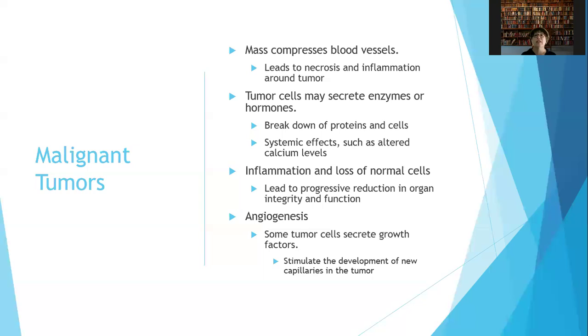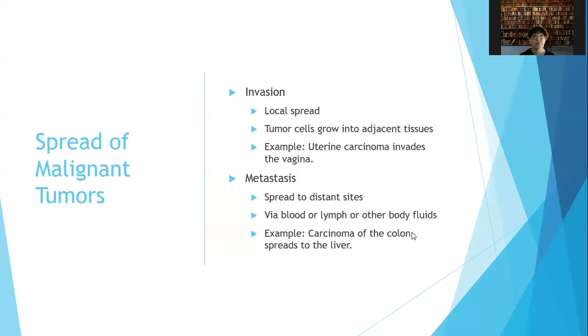You get inflammation in the area and loss of normal cells, which leads to progressive reduction in organ integrity and function. So now the malignant tumor is not just causing local issues, it's causing problems with organ systems and function. And you also get angiogenesis, which is where some tumor cells secrete growth factors that stimulate the development of new capillaries in the tumor because it's hogging all the nutrients in the area, and it needs blood vessels to bring it more nutrients. So malignant tumors are sneaky, and they're gonna take you down if you're not careful.